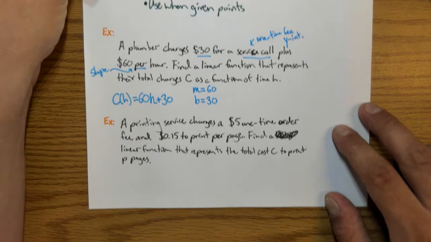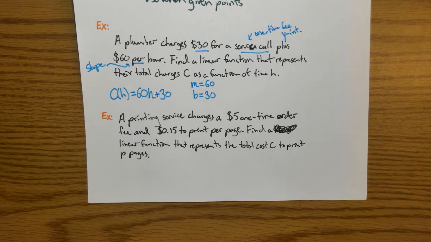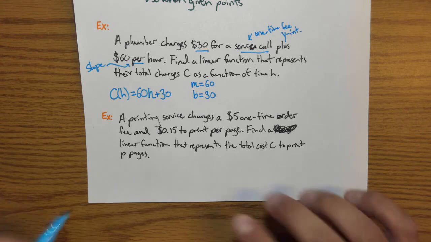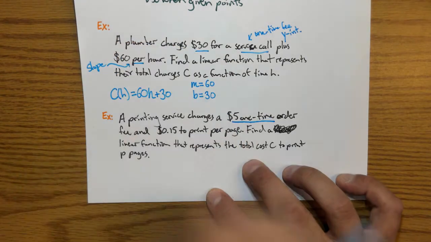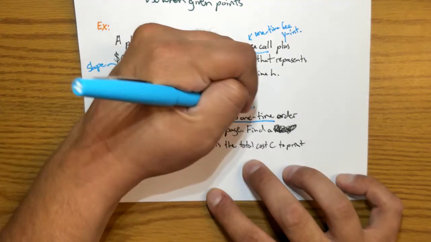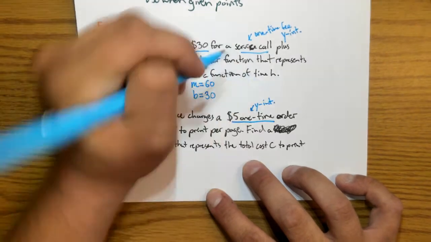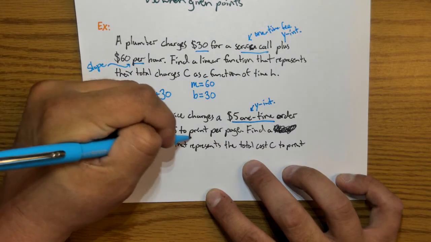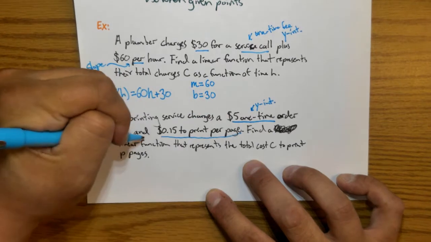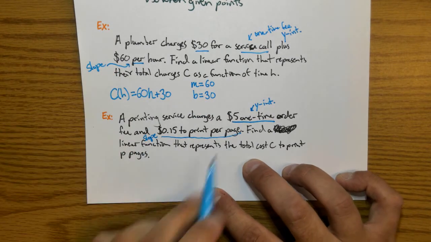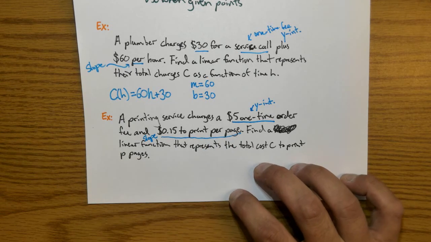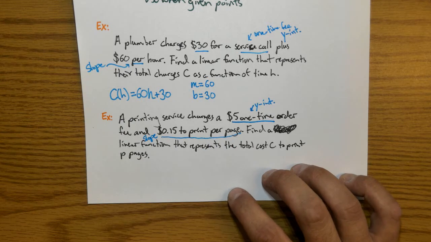Now let's take a look at the second one. So the printing service charges a $5 one-time order fee and 15 cents to print per page. Find a linear function that represents the total cost C to print P pages. Well, here again, I see $5 one-time fee, right? So this is my y-intercept. And then I see this 15 cents to print per page. That is slope. Remember, whenever you see per or each or every, something like that, that signifies that's a slope.